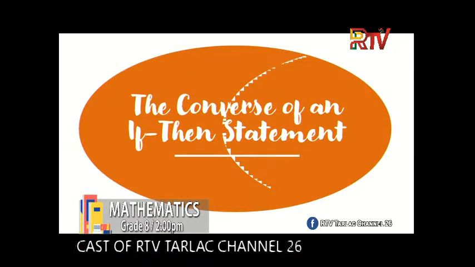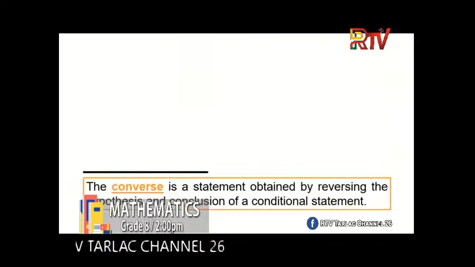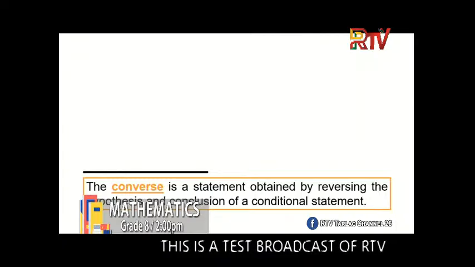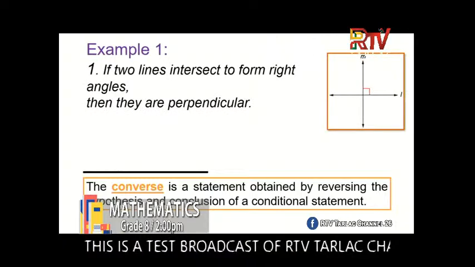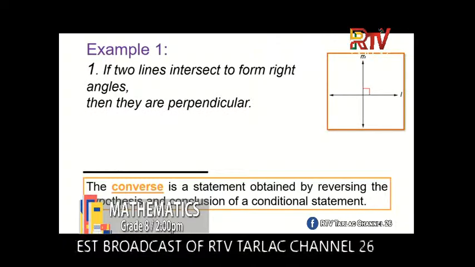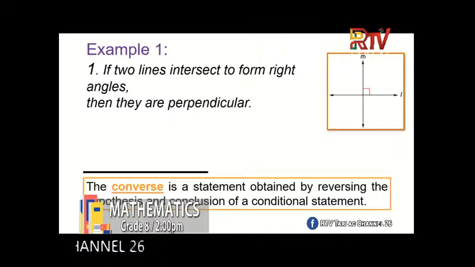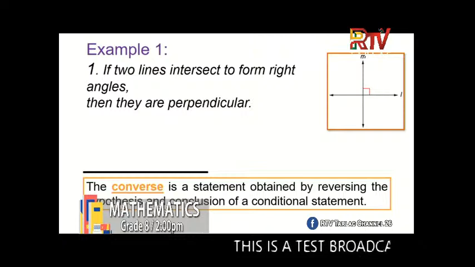According to the definition given, the converse is a statement obtained by reversing the hypothesis and conclusion of a conditional statement. Keeping that in mind, let us try to write the converse of the following conditional statements. For the first example, we have the conditional statement. If two lines intersect to form right angles, then they are perpendicular.